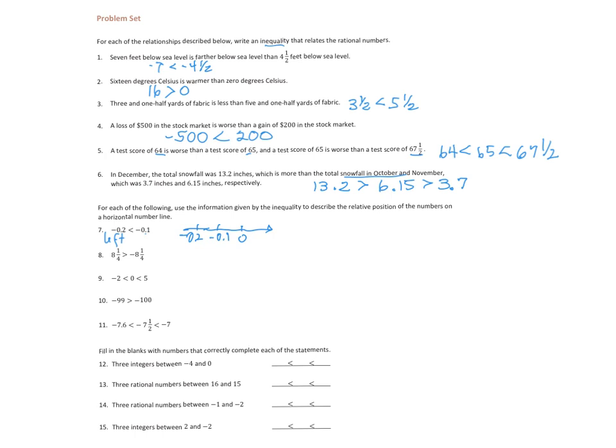Okay. So then we have 8 and 1/4 on my number line. Here's my 0. Here's my -8 and 1/4. And here's my positive 8 and 1/4. So I could say that 8 and 1/4 is to the right of -8 and 1/4. Or, yeah, that's fine.